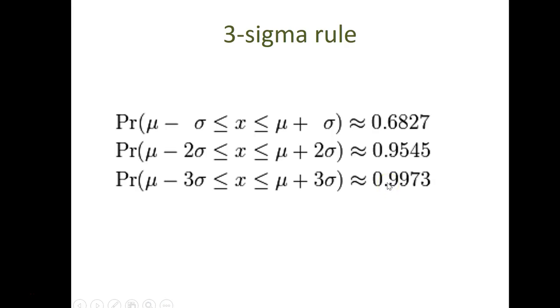So the 3 sigma rule tells us that within one standard deviation of the mean, you get about 68% of the sample. Within 2 standard deviations, you get about 95%. And within 3 standard deviations, you get 99%.